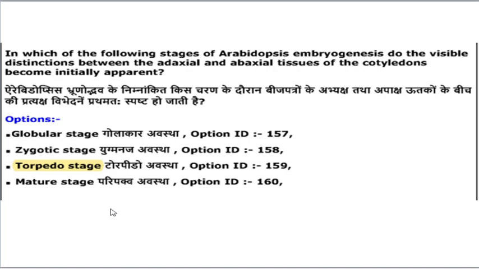Okay, so next: in which of the following stages of Arabidopsis embryo does the visible distinction between the adaxial side and abaxial tissue of the cotyledon become initially apparent? You should know the plant embryo undergoes important stages like the 2-cell stage, next the 8-cell stage, next the globular stage, next the triangular stage, next the heart stage, next the torpedo stage. Adaxial means the upper surface of the leaf or cotyledon, whereas abaxial means the lower surface.